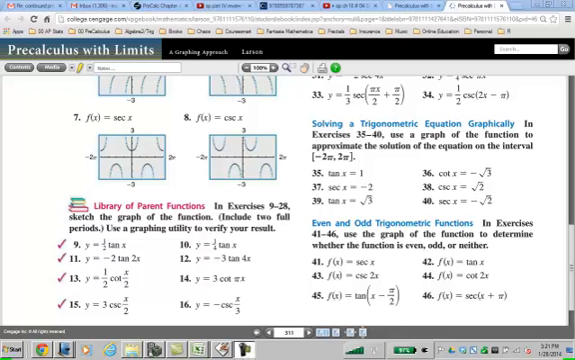All right, so number 40. Use a graph of the function to approximate the solution of the equation in the interval negative 2 pi, 2 pi. So this one is the secant of x equals minus pi over 2.